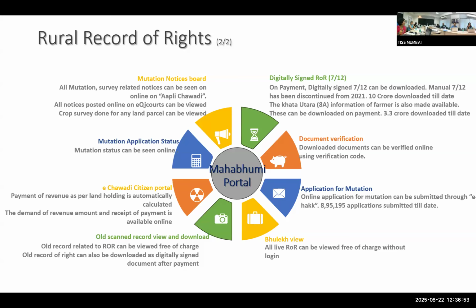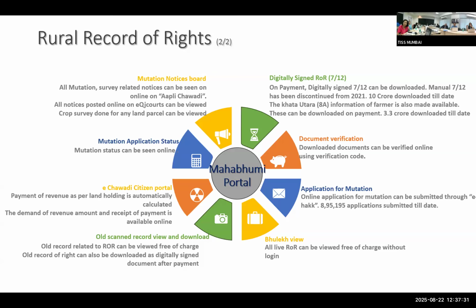Then we have also created a digitally signed record of rights platform, where the record of right is digitally signed and is accepted right from court till the banks. Everyone is accepting that. Around 3.3 crore village form number 8A have been downloaded till date, and over 10 crore are downloaded by citizens themselves since 2021. And there is one very important facility, that is document verification. If you are an advocate, then you must use this facility, because there are fake documents which are created.